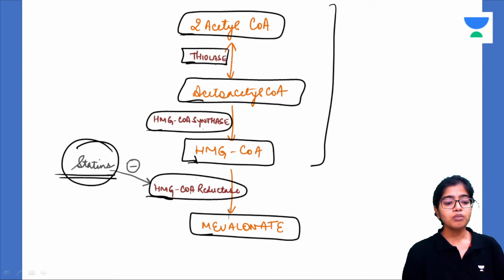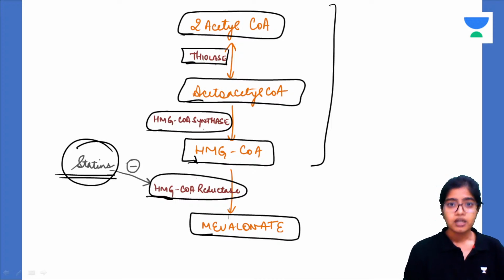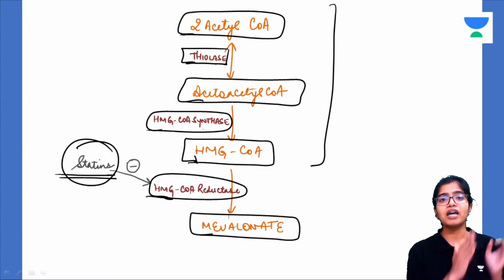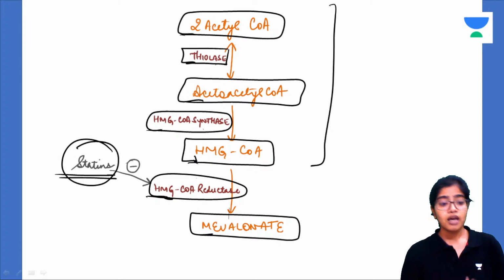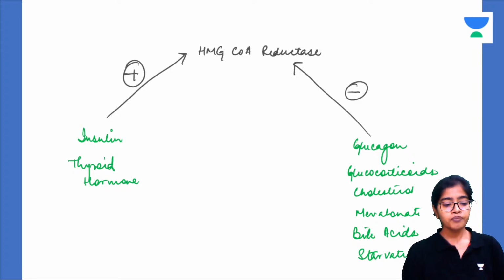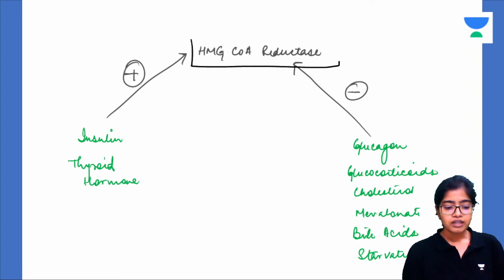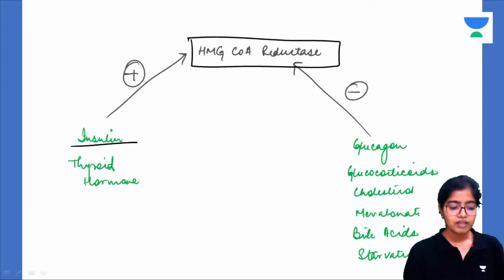Okay, now whenever the body is in starvation, what happens is the body wants to secrete more of ketone bodies. The body will want to secrete more of ketone bodies, and so the HMG CoA will be diverted towards ketogenesis, and HMG CoA reductase will be inhibited. Understood? So, have you paid attention to what I have told you? If you have, then you will be able to tell me how HMG CoA reductase enzyme is stimulated by insulin, stimulated by thyroid.